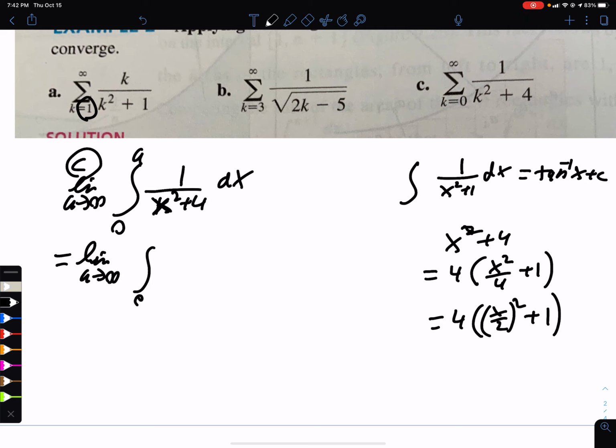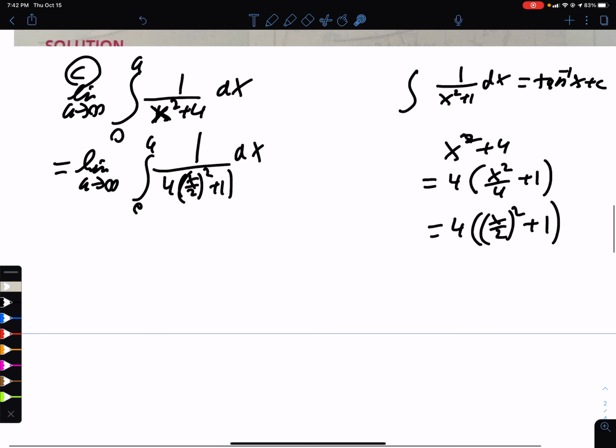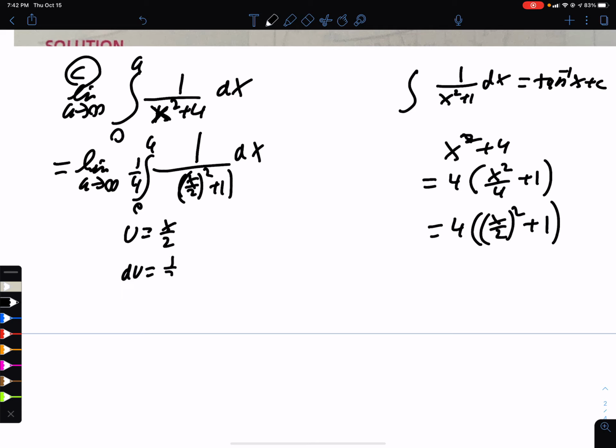So integral 0 to a, 4 times ((x over 2) squared plus 1) dx. Now this 4 is a constant. I'm just going to pull it out in front. And then we have that. Now we're so close to that, but we have x over 2. That's a u sub. u is x over 2. du is 1/2 dx. And here's our question. Do we have a 1/2 dx here? We don't. But now we do.